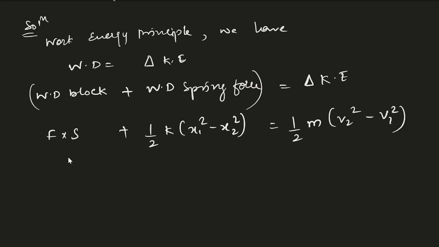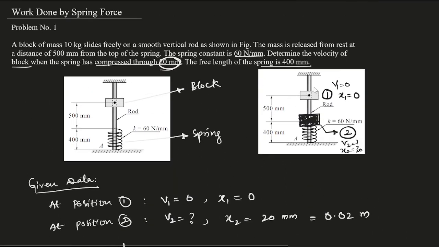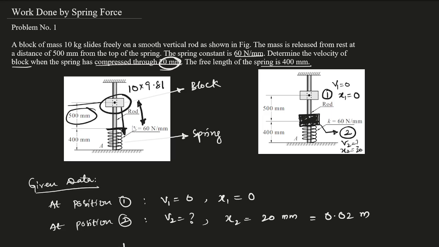Here we have to look for the force on the block. We have only one force, that is the weight of the block acting downward, which is 10 into 9.81. This is the force. And we have to check the distance. The distance between the spring and the block is 500 mm, but once we release the block, because of the weight of the block, the spring has compressed by 0.02 meter. So we have to add this to the 500. 500 mm becomes 0.5 meter plus 0.02 meter. That will become the total distance moved by the block.